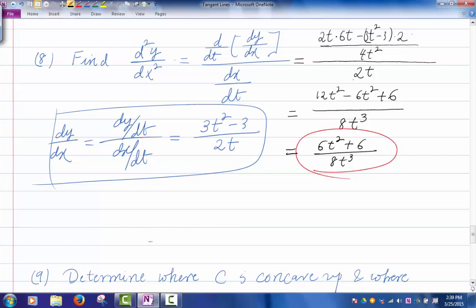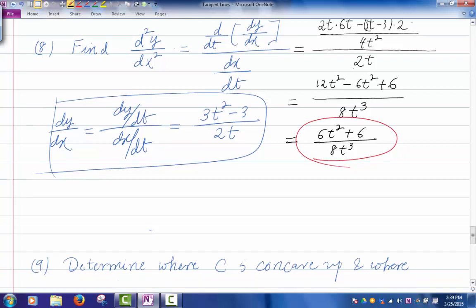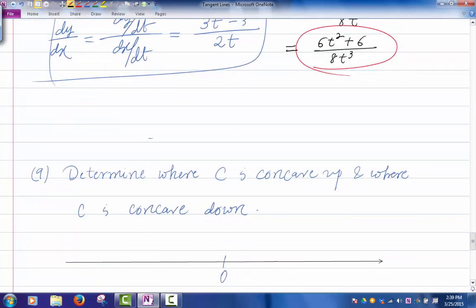Okay, now we want to know concavity. In order to figure out the concavity, I need to know where the second derivative is positive and where it is negative. And to do that, I first have to figure out the critical points. Critical points means where the second derivative is 0 or doesn't exist, right? Where is the second derivative 0 or does not exist? Now, if you look at the second derivative formula, notice that it can never be 0. Why? Look at the numerator. The numerator is strictly what?